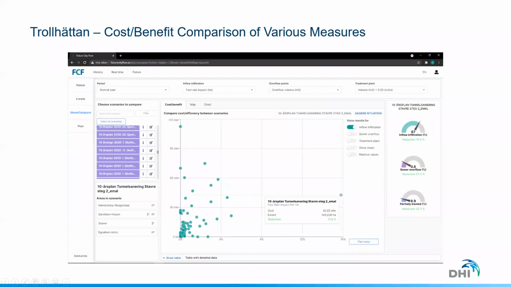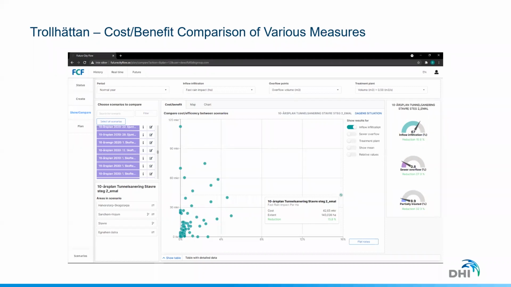What Trollhättan did was to enter all carried out measures from the last 10 years in order to visualize the achieved effects. The insight gained from that exercise gave Trollhättan the ability to compare different catchments with respect to how they contribute to inflow and infiltration and how much overflow is generated in the specific catchment.